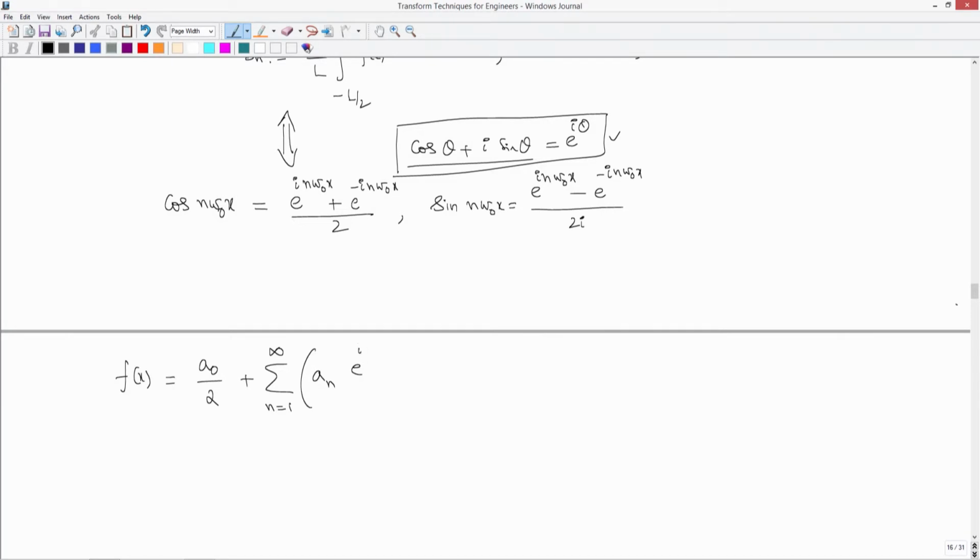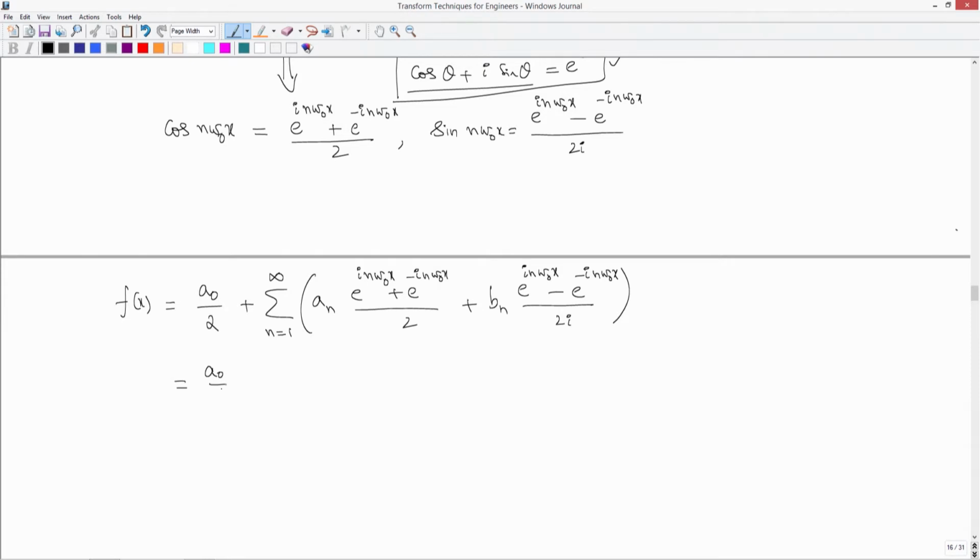We will replace cosine with this exponential, e power i n w naught x plus e power minus i n w naught x divided by 2, plus b n times e power i n w naught x minus e power minus i n w naught x divided by 2i. If you simplify this, you write a0 by 2 plus the sigma n is from 1 to infinity, and you collect the coefficient of e power i n w naught x. You see that a n by 2 minus, bringing the i up, i times b n by 2, plus, collecting the coefficient of e power minus i n omega naught x, a n by 2 and, with minus minus becoming plus, i b n by 2.